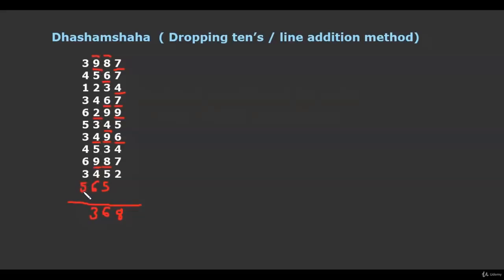Again we will start from here. 5 plus 3 is 8. 8 plus 6 is 14. So drop 10 over here, carry 4 to the next number. 4 plus 4 is 8. 8 plus 3 is 11. So we drop 10 over here, carry 1 to the next number.